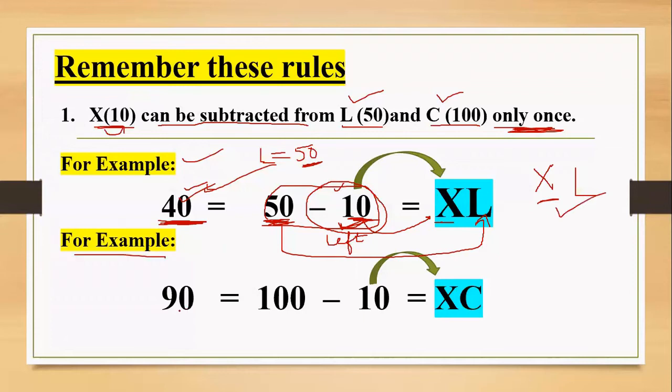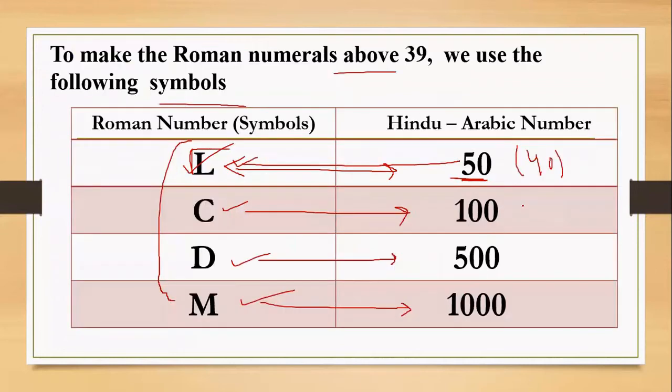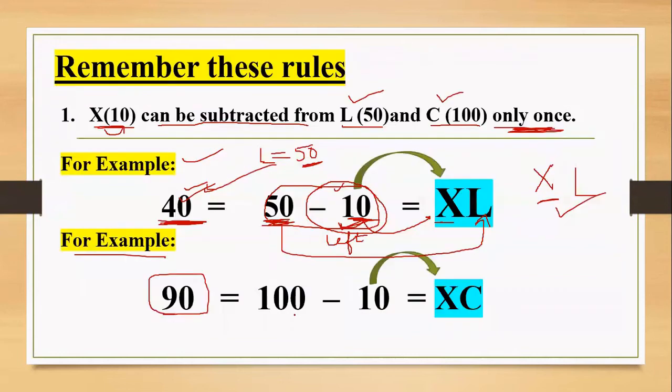Most of the children get confused in this one, so let's understand this question. Here the number is 90, and you have to check again from the table. 90 is near to 100, so we have to use the symbol C. What do you have to subtract from 100 so that you can get 90? You will subtract only 10. So 100 minus 10 is 90.